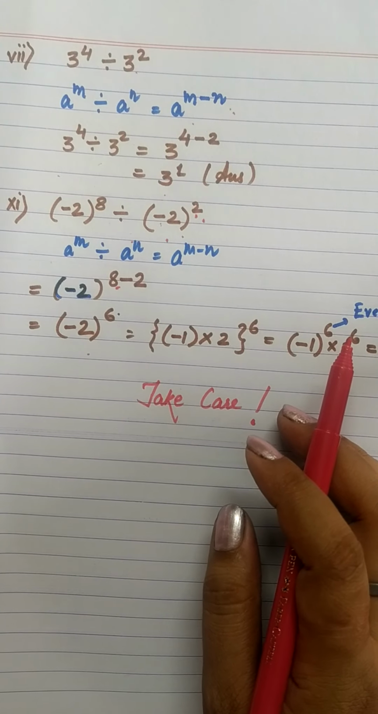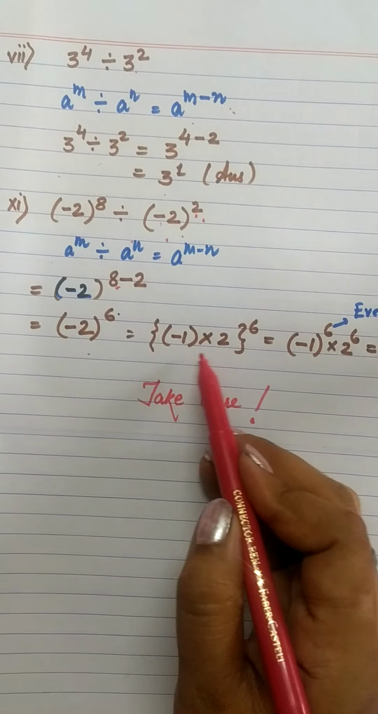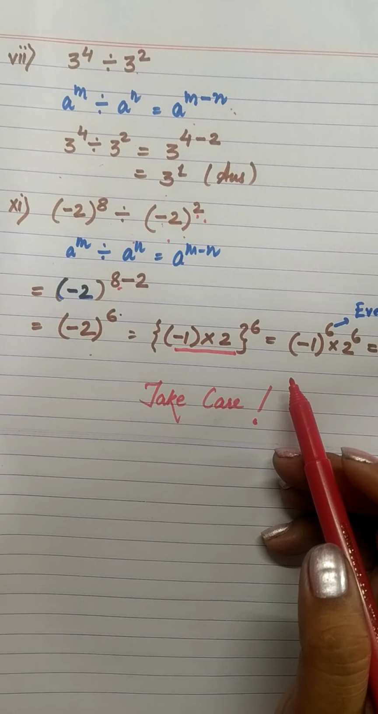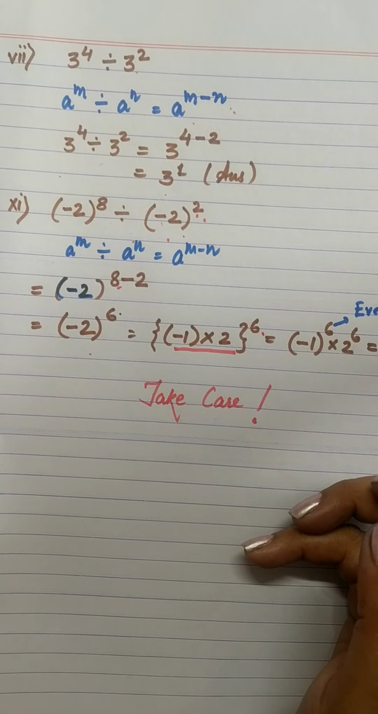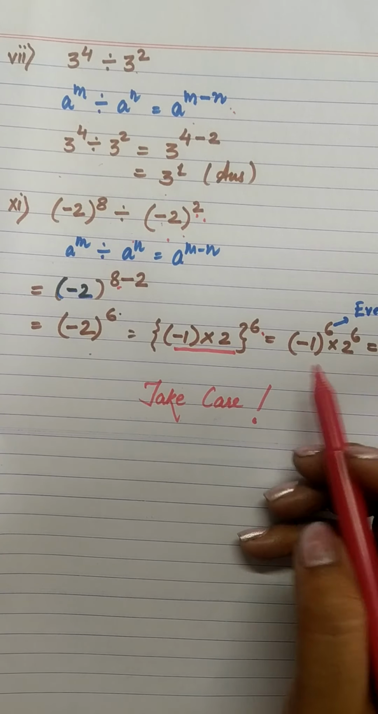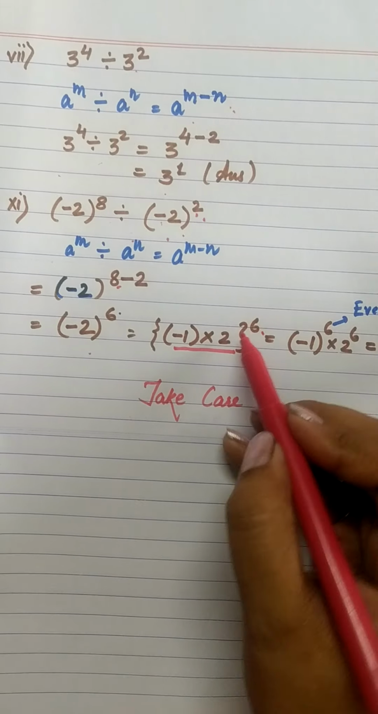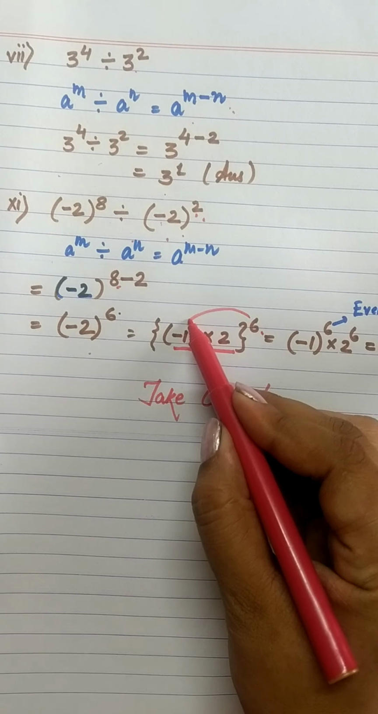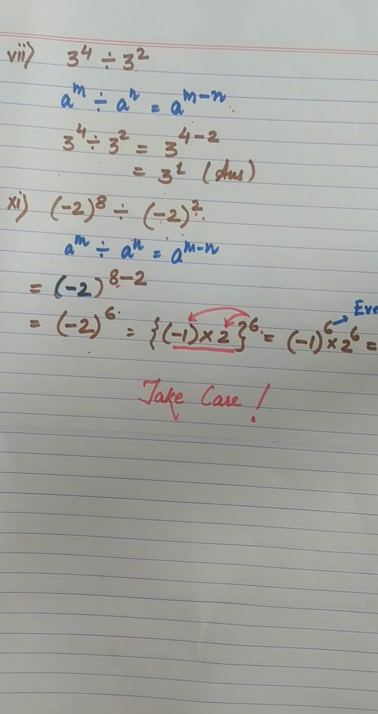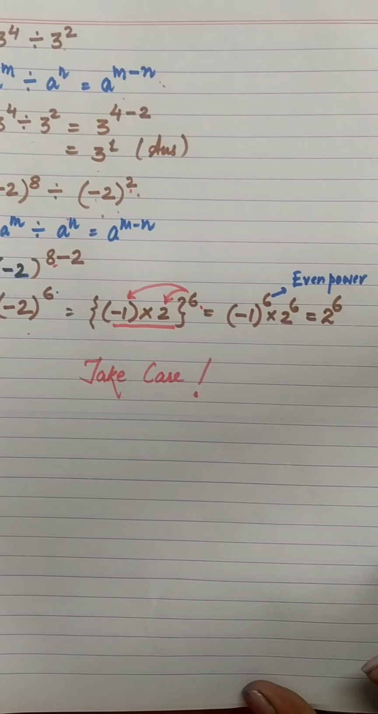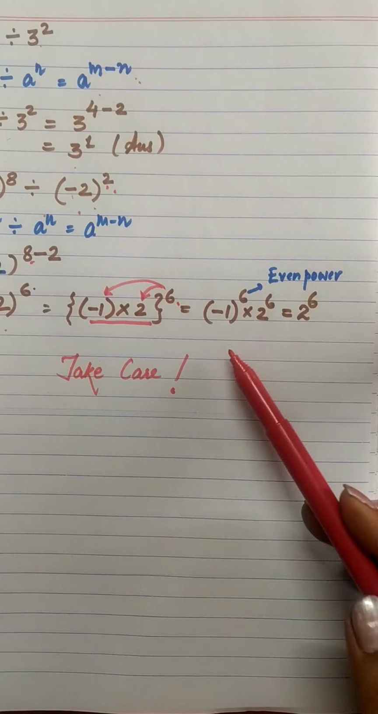Minus 2 to the power 6, that means children, minus 1 into 2 to the power 6. Because it is an even power, we have to write it in the form of positive exponent. That means minus 1 into 2 to the power 6 means this 6 is the power of minus 1 also and of 2 also. So minus 1 to the power 6 into 2 to the power 6.